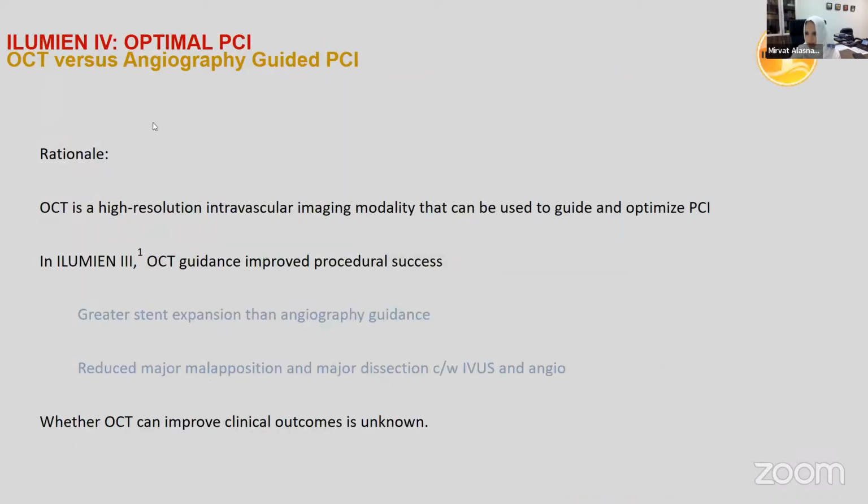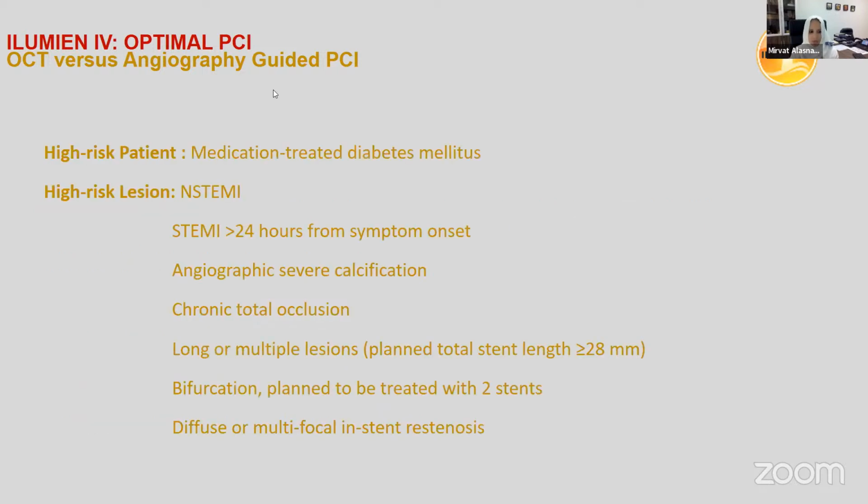The Illumien-4 trial, the rationale for it was that Illumien-3 had shown that there was better stent expansion with OCT guidance compared with angiography guidance, and there was less malapposition and less major dissections. And so the basis for Illumien-4 was that they wanted to see now if that translates into clinical events. I think we know that it did not, but high-risk patients were included, including those with diabetes, non-STEMIs, STEMIs, CTO. So you can see they really took very high-risk patients and enrolled them in Illumien-4.